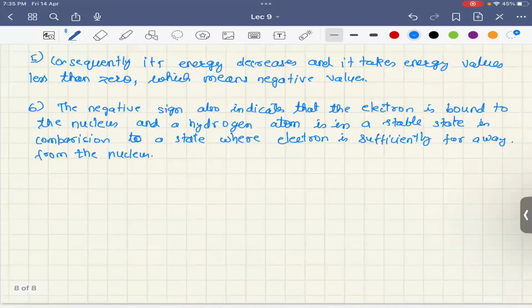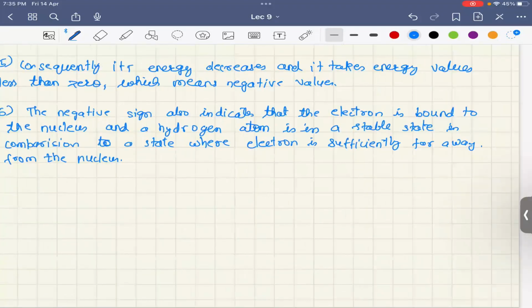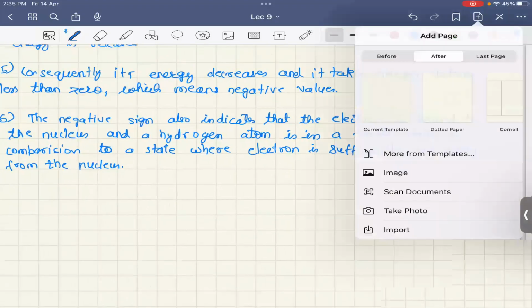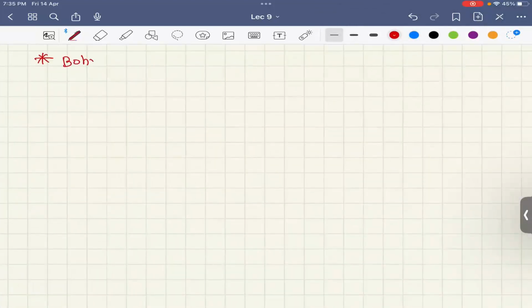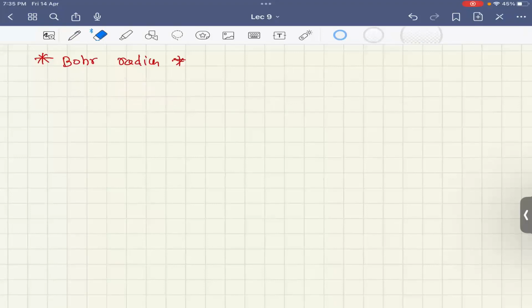The next topic which we are going to study is the Bohr radius, right? Radius of atom. It's called Bohr radius. So Bohr also calculated the radius of the first or the ground state of hydrogen atom. The ground state radius is represented by r0, and comes out to be around 52.9 picometers, right?